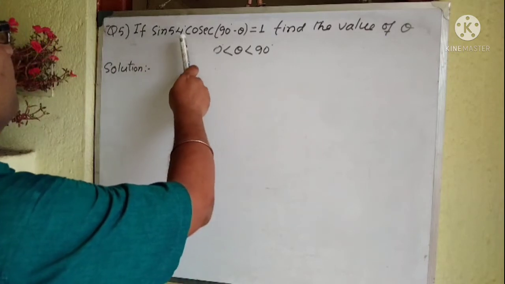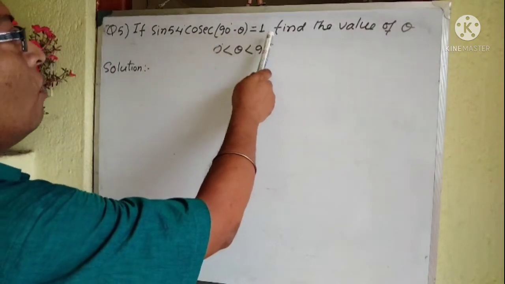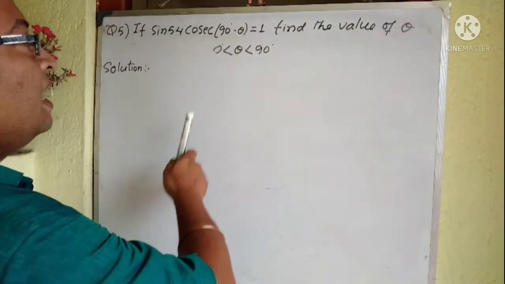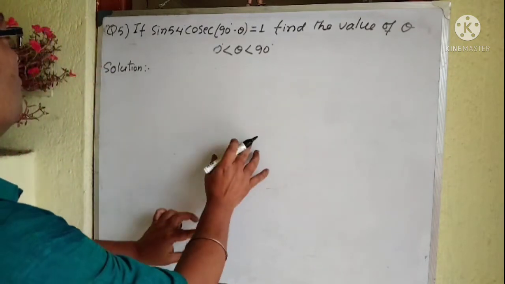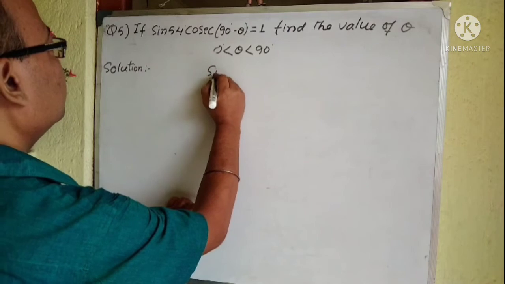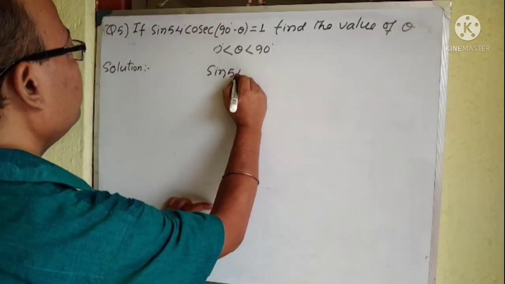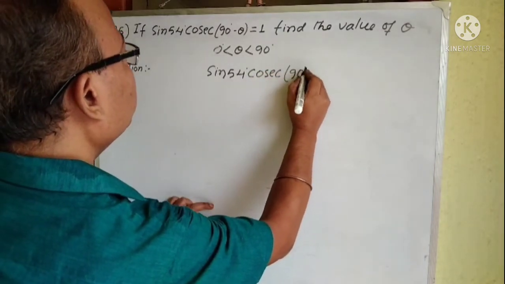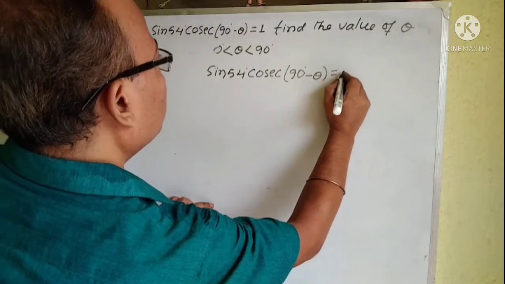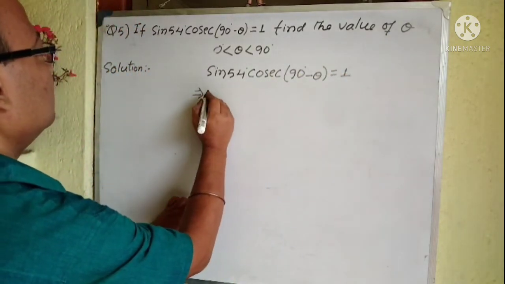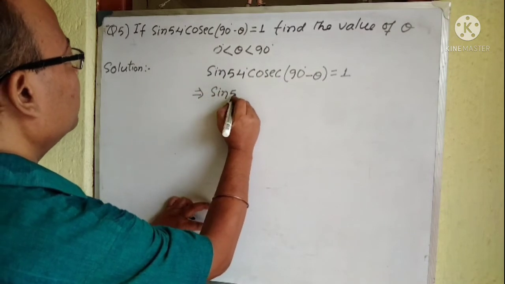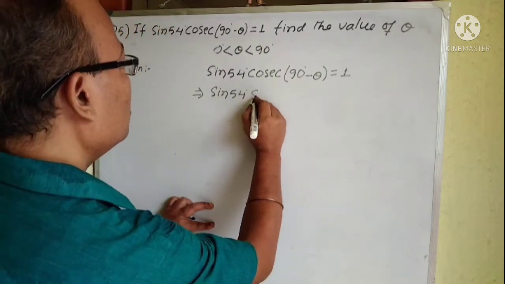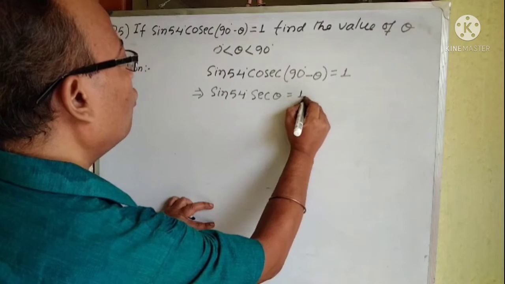If sine 54 degree cosec 90 degree minus theta is equal to 1, we have to find the value of theta. Theta is greater than 0 degree and less than 90 degree. Clear? So we will write sine 54 degree cosec 90 degree minus theta is equal to 1. So sine 54 degree cosec 90 minus theta is how much? Is sec theta. So you write sec theta is equal to 1.